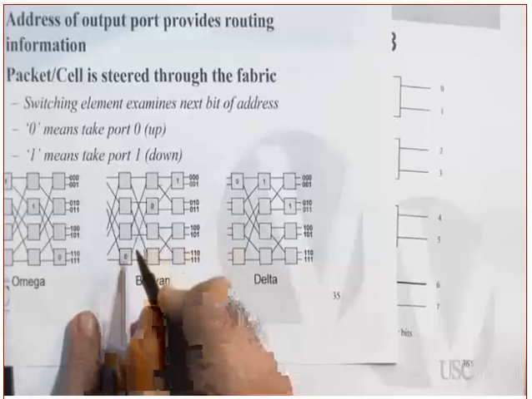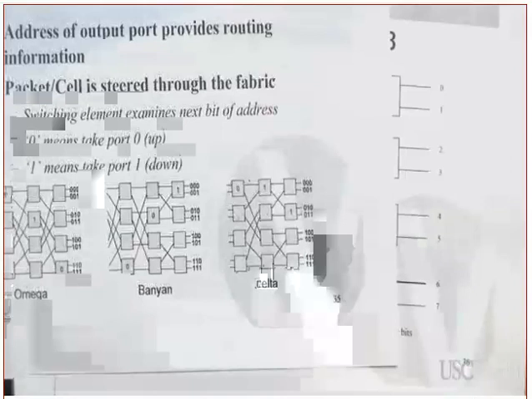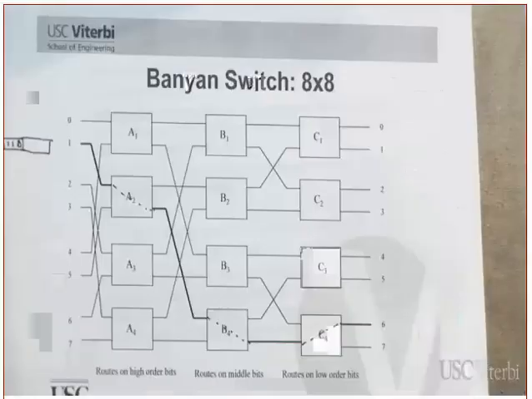Okay. Now, how many stages do I need? Here, how many stages do I need? How do we know that it is 3? The length of the address. If we do have N outputs, how many bits do I need to represent them? I need log N bits. So I need log N stages, because every stage will examine just one bit. So we have log N.